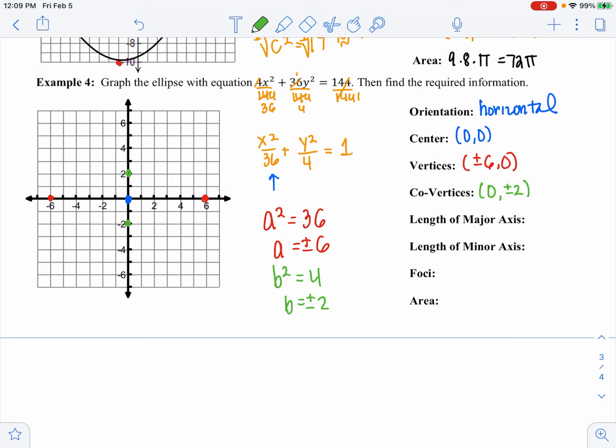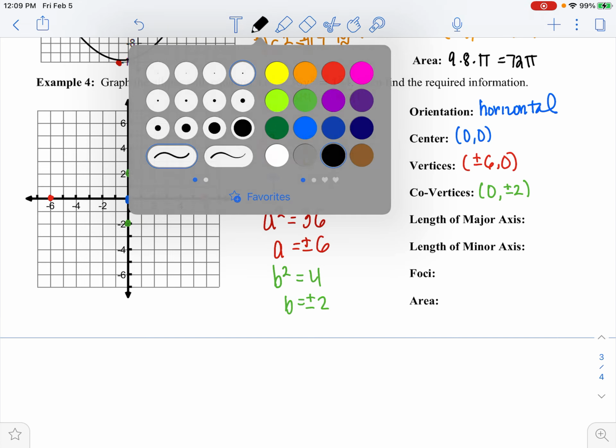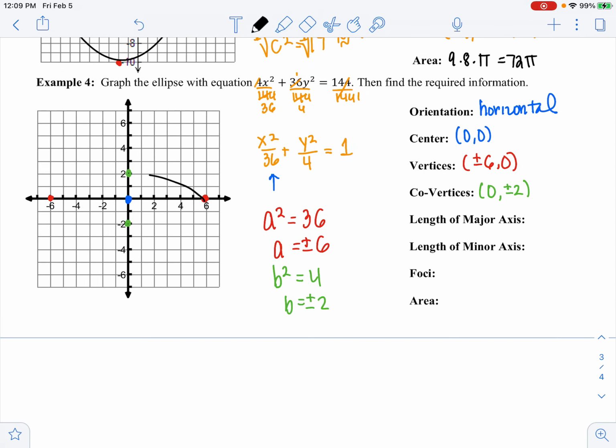All right, I'm going to go ahead and graph my ellipse now. That's better. Okay, the major axis is 2 times A, which is 12, and minor is 2 times B, which is 4. My area is A times B times pi, which is 6 times 2 times pi, 12 pi.